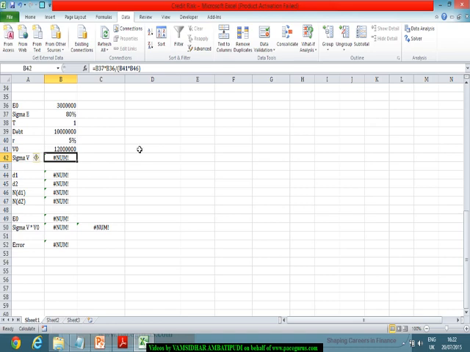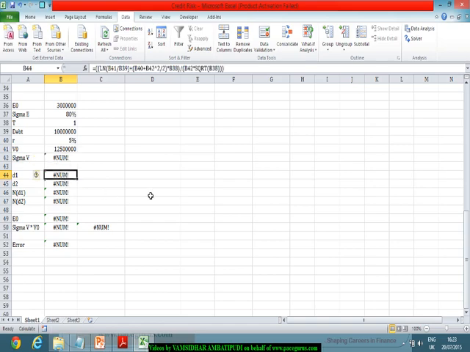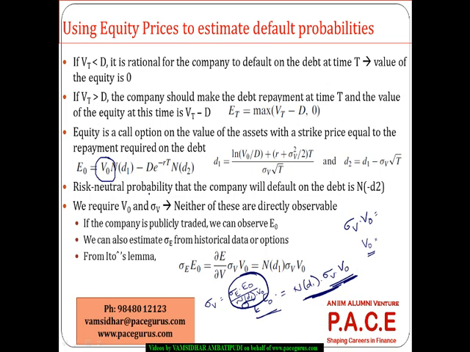And sigma V, B37 times B36 divided by V naught times ND1, log S by X. Alright, so we have the sigma V that is coming out here as sigma E times E naught by ND1 times V naught, and for that I require ND1 again. So there is a kind of an iterative looping that is coming out.